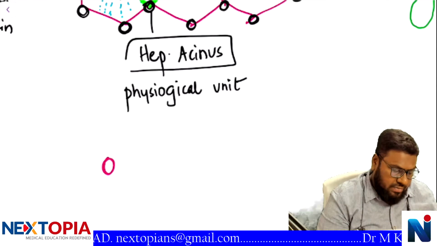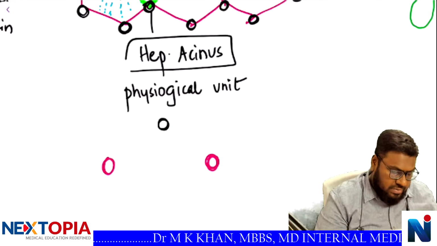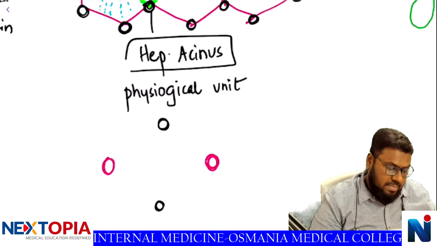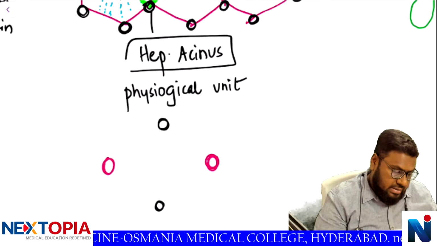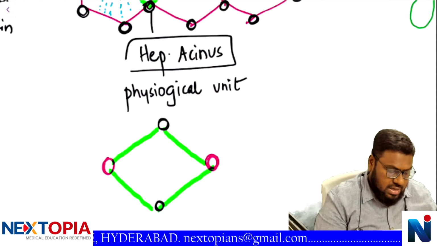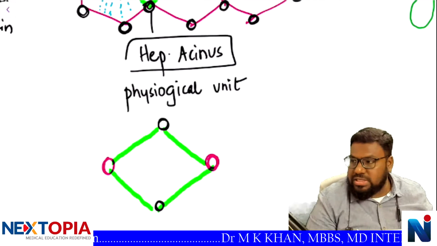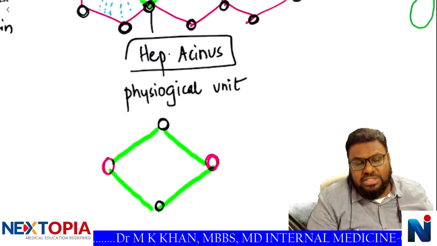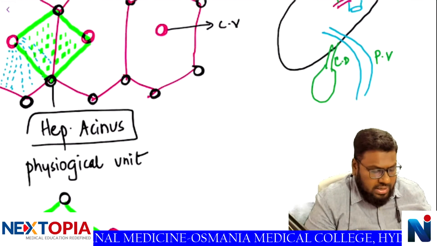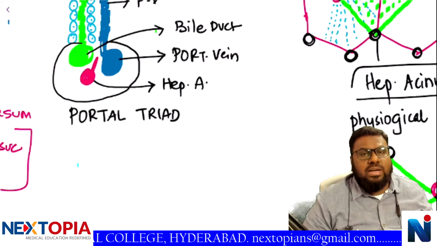So we've got two central veins of the adjacent hepatic lobules. We've got two portal triads which contain hepatic artery, which is very, very important. This area forms a hepatic acinus, right? This is the physiological unit of the liver. In medicine, when I'm teaching jaundice chapter, I'll again revise this point of physiological unit separately for you. So this is all about the development of the liver.